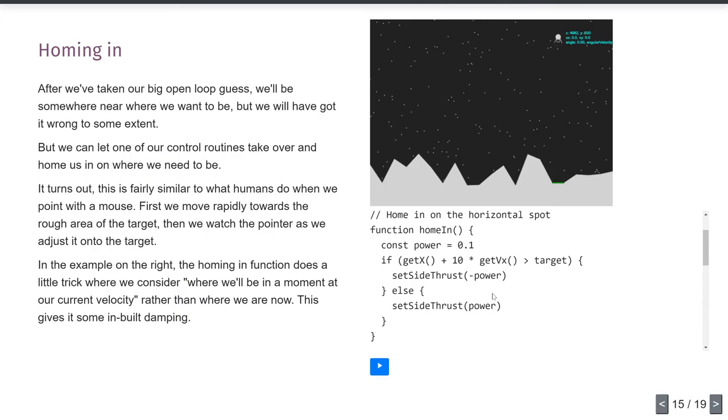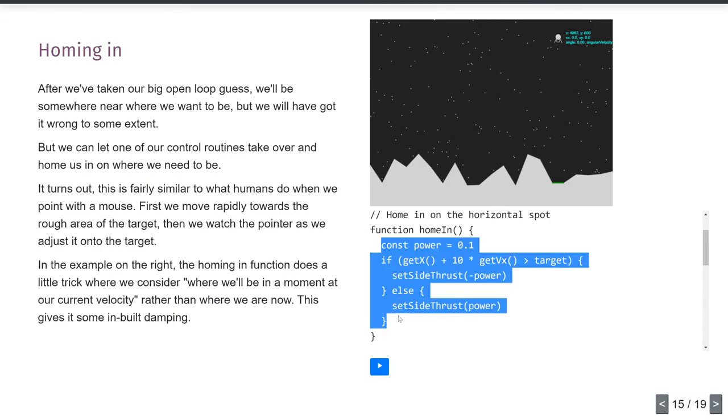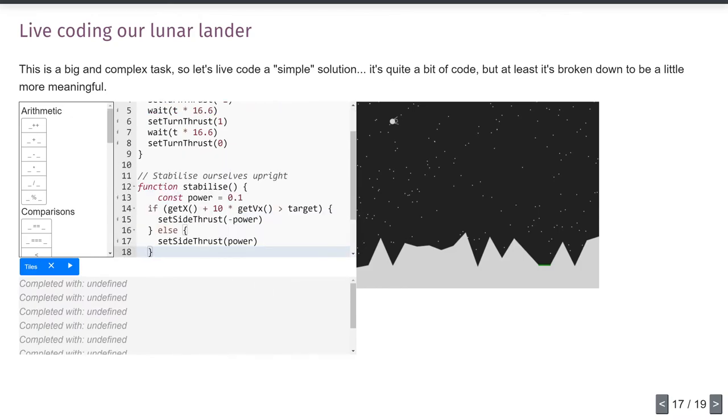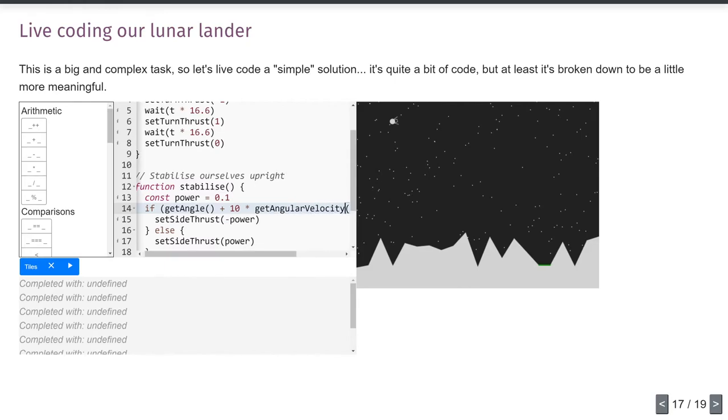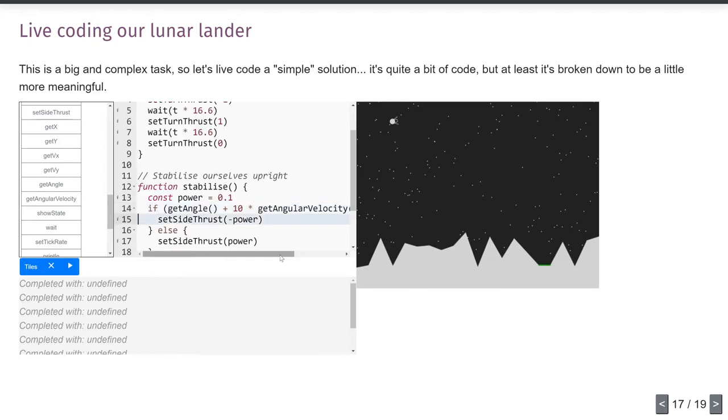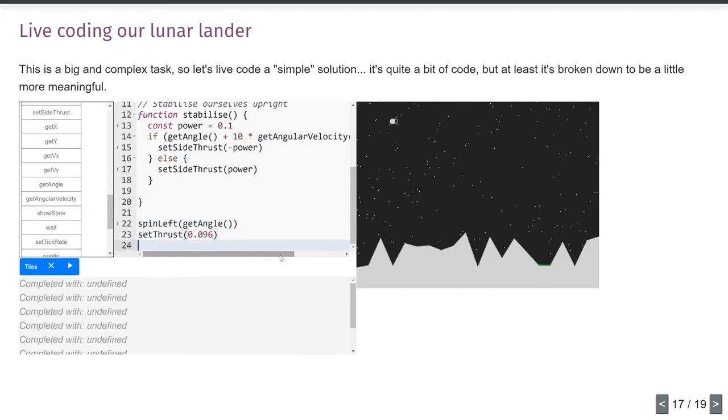So what I wanted to say was something a little bit like, if where I am in 10 seconds is going to be wrong, then change my thrust. So let me go and paste that in. And yeah, all right, power can be 0.1. But now I'm not interested in the x, I'm interested in the angle. And I'm not interested in the vx, I'm interested in the angular velocity. That is this one down here. And if in 10 seconds time I'm going to be in the wrong place there. All right, so now let me do that.